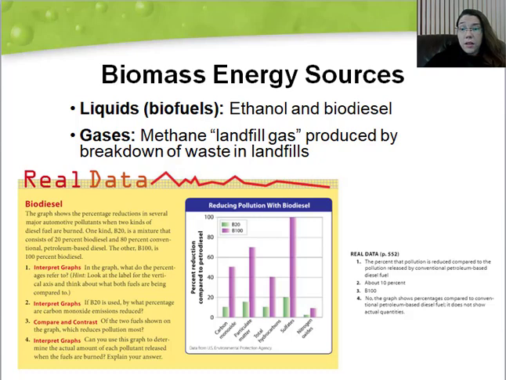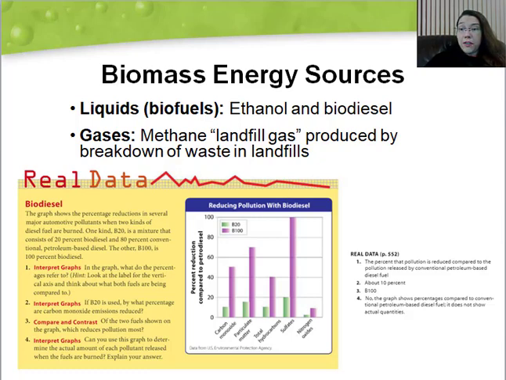There is something else called biofuels. Biofuels are liquid fuels from biomass sources, and they are helping to power millions of vehicles on today's roads. The two primary biofuels are ethanol, which is used in gasoline engines, and biodiesel, which runs diesel engines.